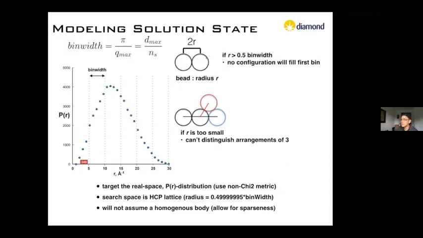Okay, this is a little out of place, but if you remember yesterday, when we talked about the P of R distribution, you have to divide the distribution up into bins. The bin width, we said, is this relationship where you take pi and divide it by Qmax. So as Qmax gets larger, you have more and more bins, and that's simply because Qmax is measured in reciprocal space.